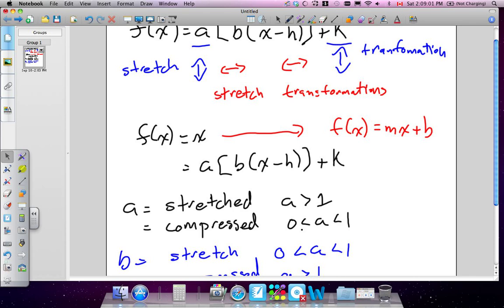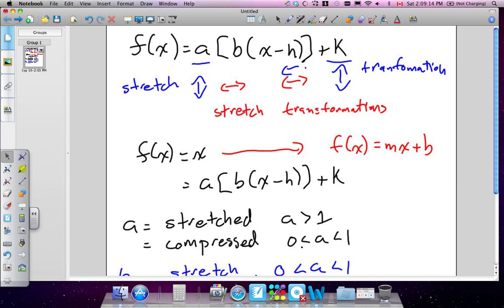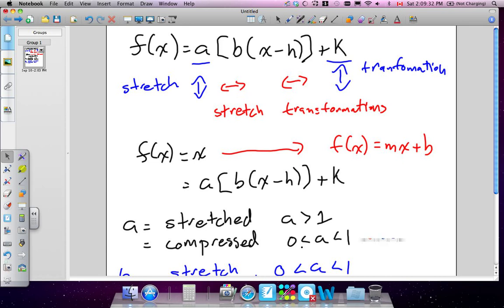So if you're moving up, it's positive. If you're stretching it, it's a greater than 1 number. If you're compressing it, it's a fraction. And if you're going down with K, it's negative. With H, if you're going left, we're talking positive. If you're going right, it's negative, so those are opposite. If you're stretching it, it's a fraction. And if you're compressing it, it's like a whole number of 2, something like that. Does that make sense? So the inside ones are opposite of what A and K would be. Does that help a little? Yeah.